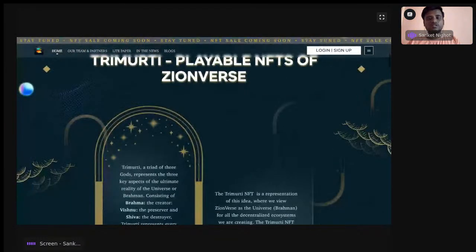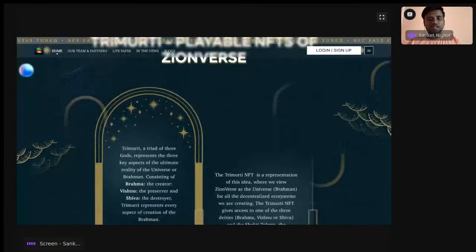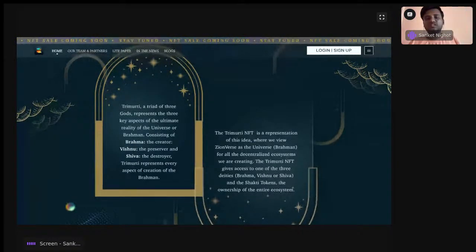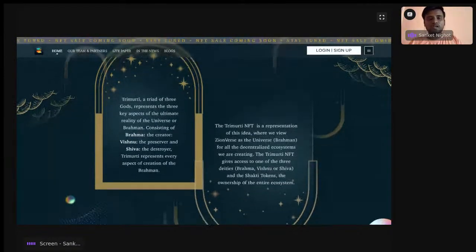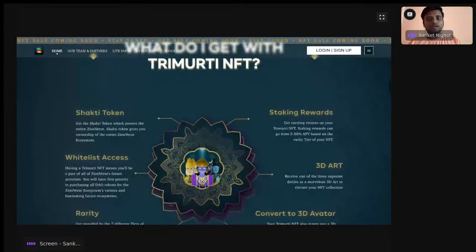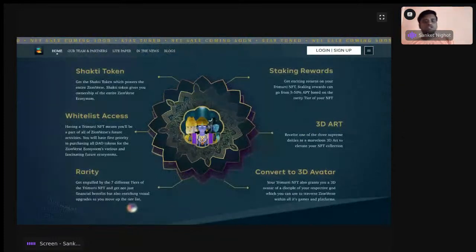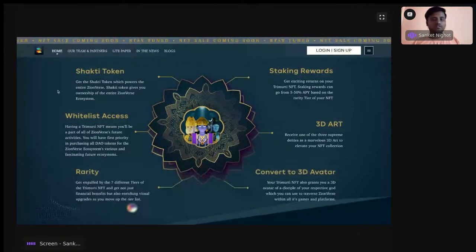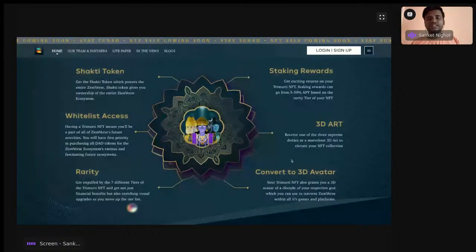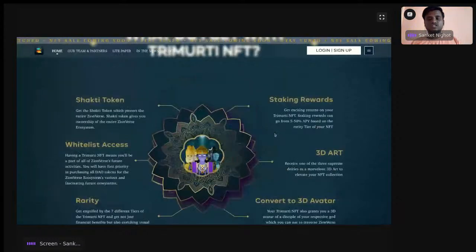It's a Xanaverse, and they have NFTs of three goddesses, representing the three key aspects of the ultimate reality of the universe of the Brahmas. You might be knowing the three Murtis and all that history. In that way, they have created NFTs out of it, and what they offer here is the Shakti token, the whitelist access, the rarity, conversion to 3D avatars, then 3D art, then staking rewards and all.